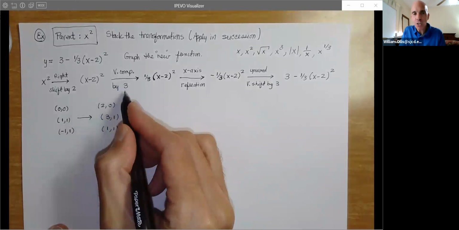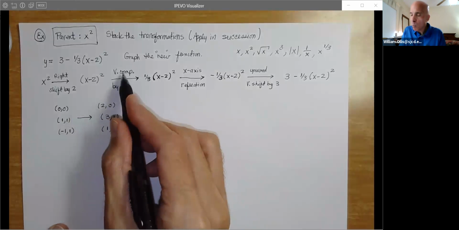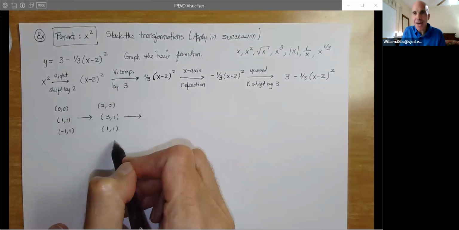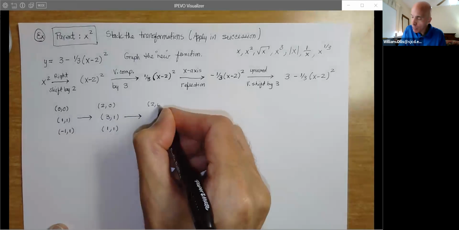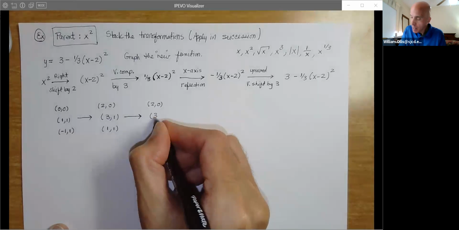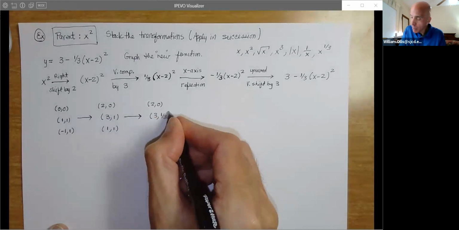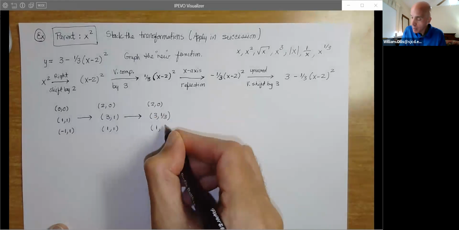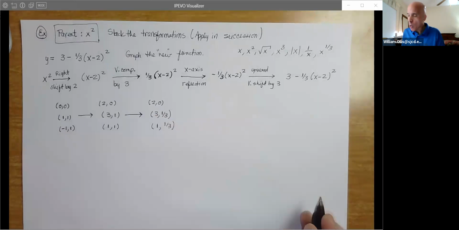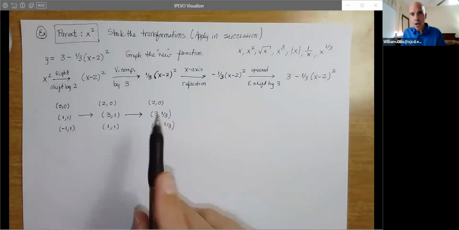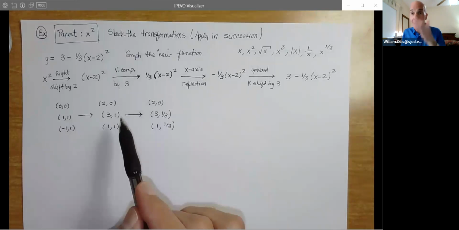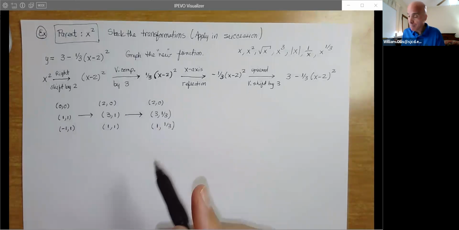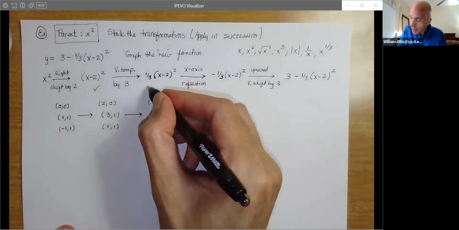Now we do V compression by 3. So we're going to make the y coordinate smaller by a factor of 3. We're going to divide by 3, so to speak. 2, 0, 3, 1/3, and 1, 1/3. So you're thinking, not only do we have to know what the functional equation does, we have to know how to apply it in a geometric sense. So far, got that.